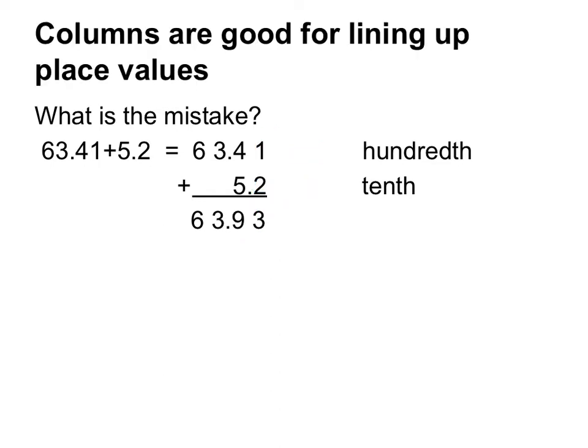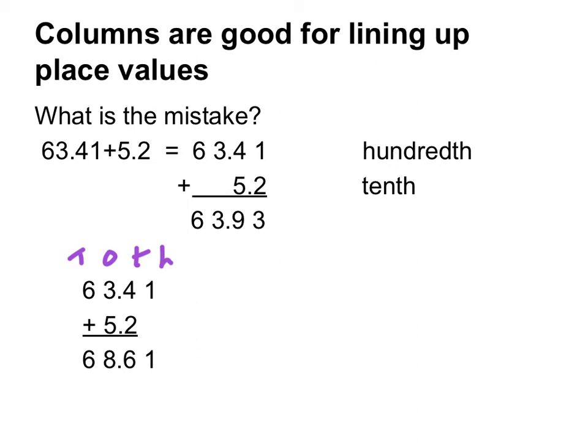So columns can be very helpful for helping us line up those place values, which is one of the reasons I like to write the names at the top of the column. It helps me remember what the unit is and helps me remember to line up those numbers appropriately. So if I line these up, now I can see that this is my tens place, this is my ones place, this is my tenths place, this is my hundredths place. So now I have them lined up appropriately.